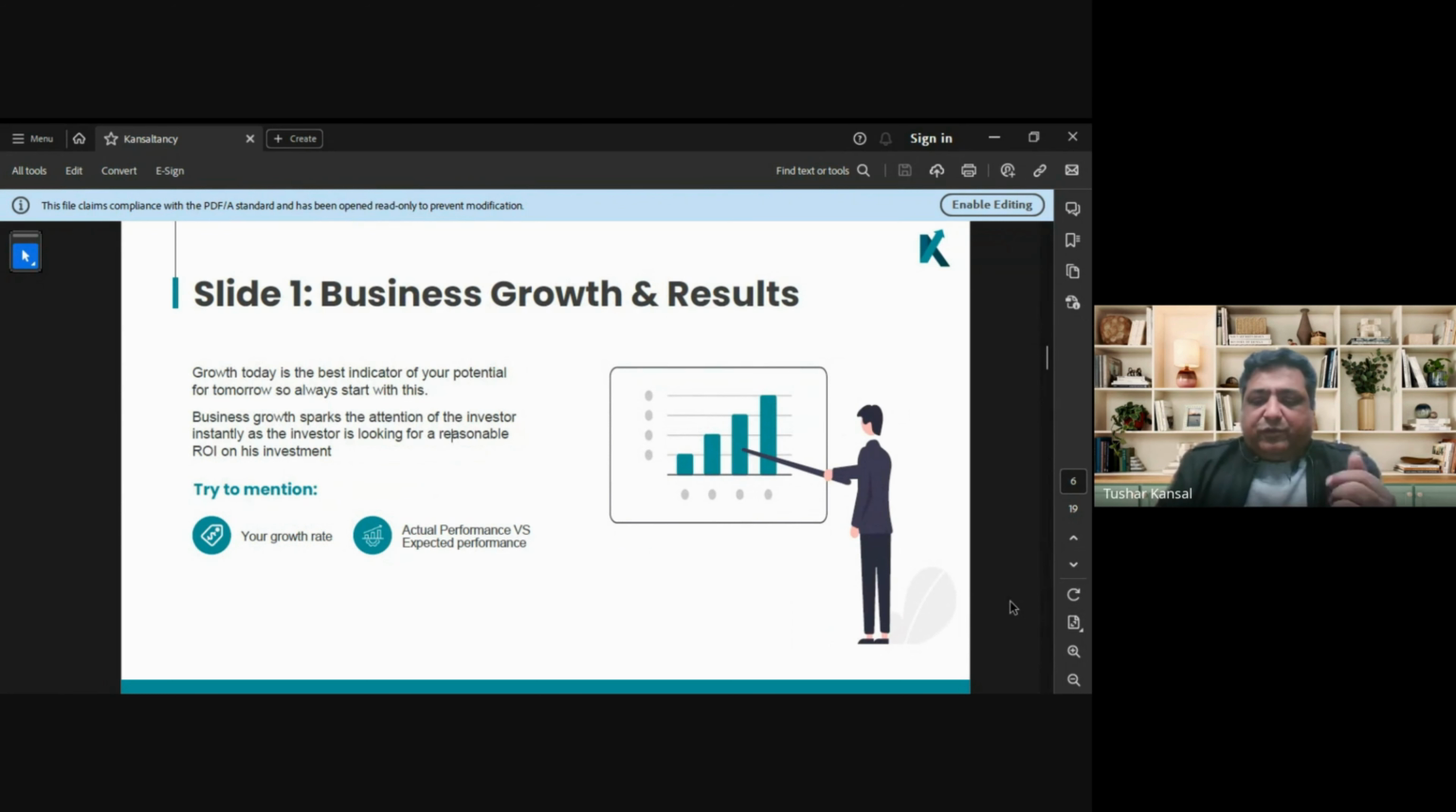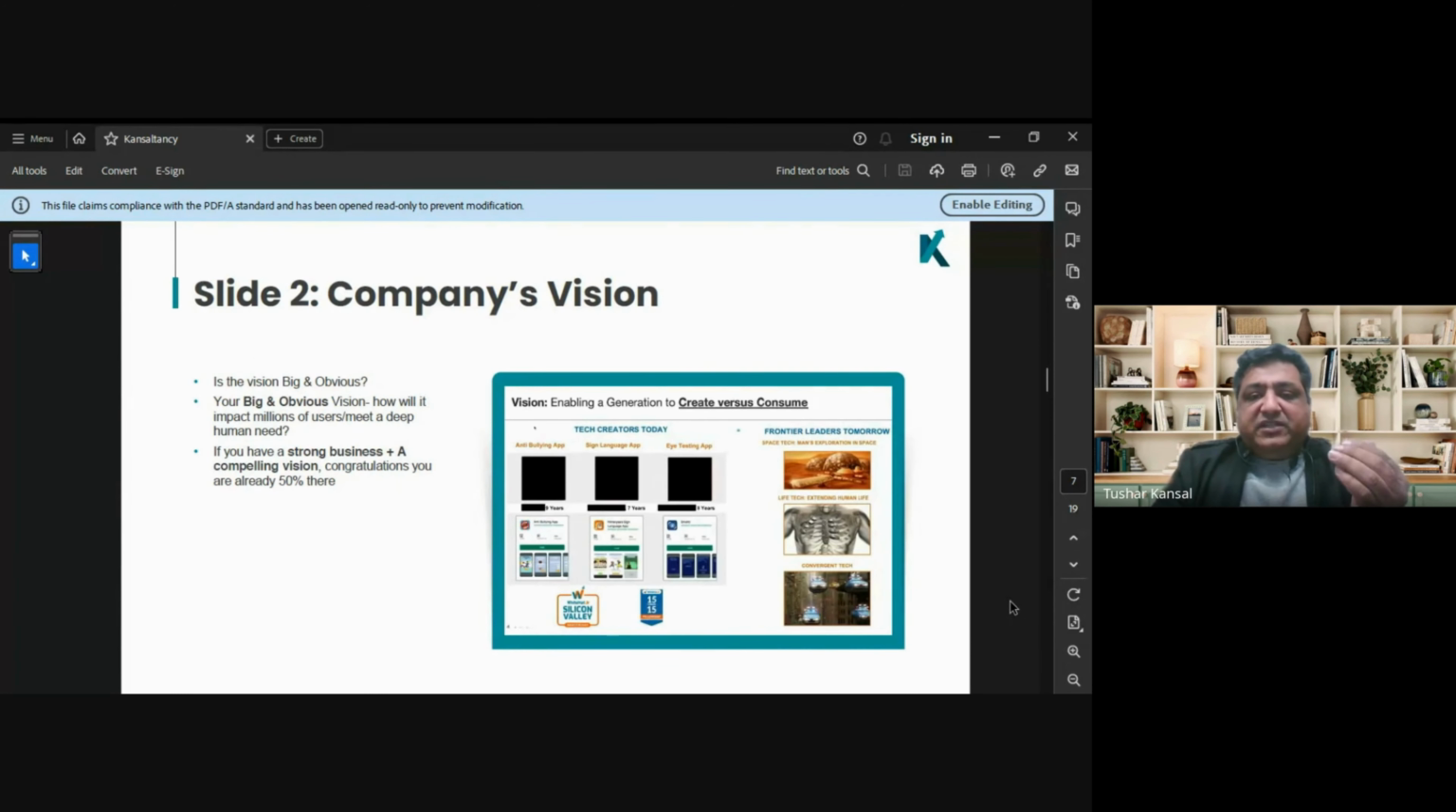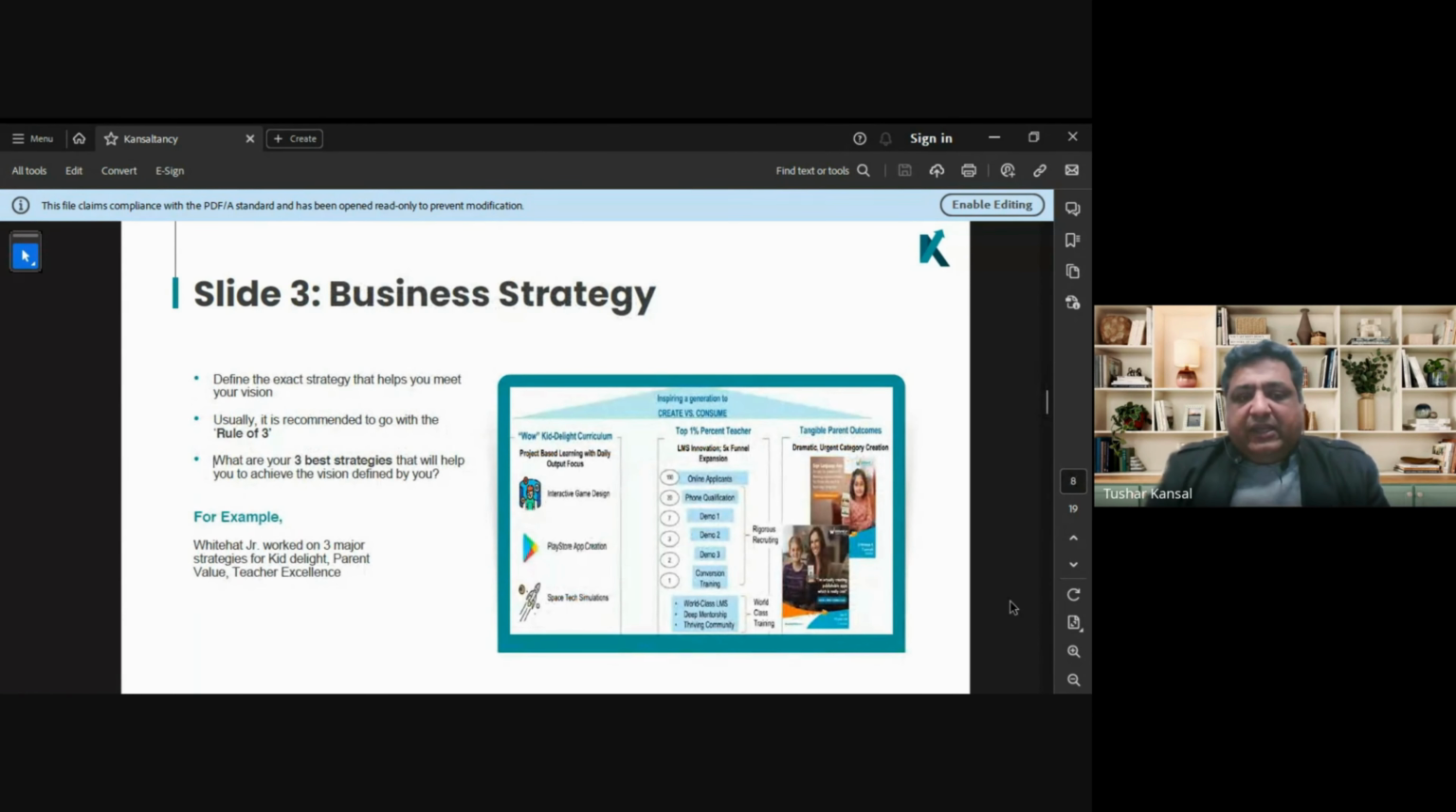Then the business growth. As I told you, the company was already growing 60% when they started approaching investors. And the company's vision was enabling a generation to create versus consume. Everybody is consuming on the mobile phone 10 hours every day, everybody is pressing buttons. But you want those children to become creators and not only consumers. So it was a huge, well defined vision. The third was business strategy. WhiteHat Junior worked on three major strategies: kid delight, parent value, and teacher excellence. And how they did it is given here.